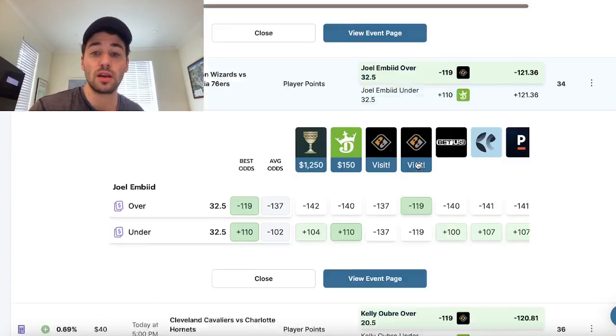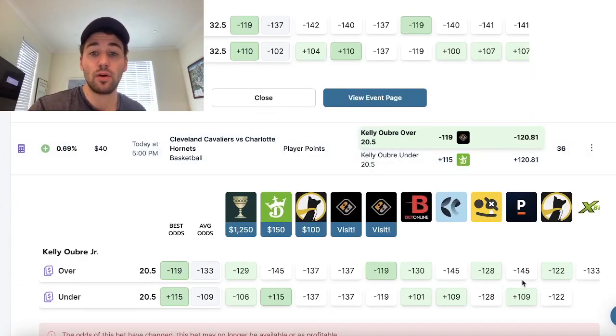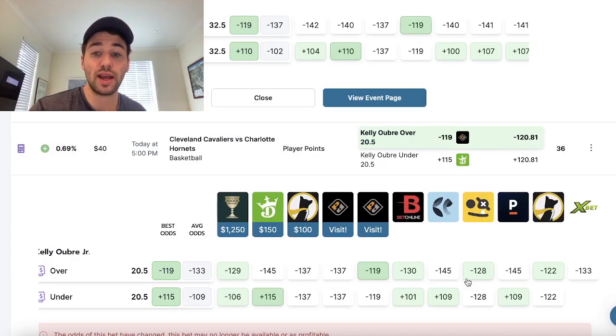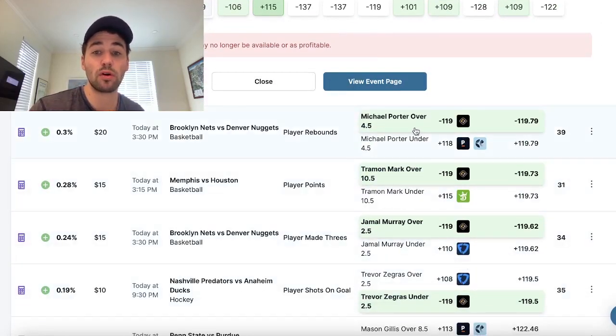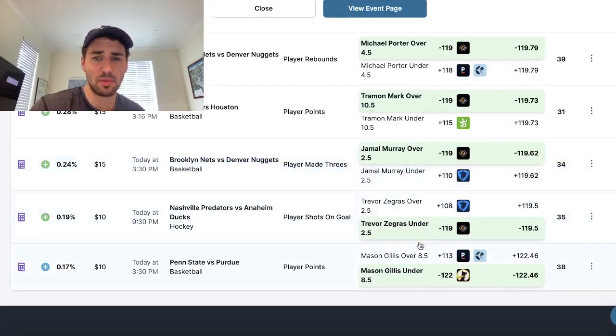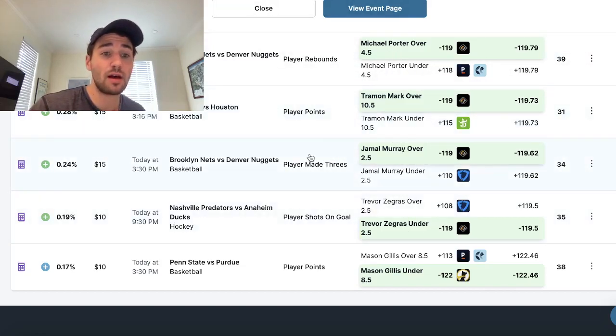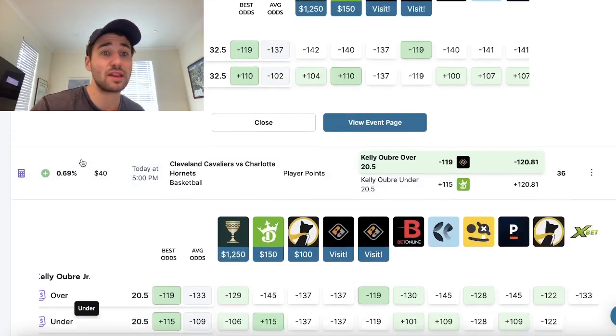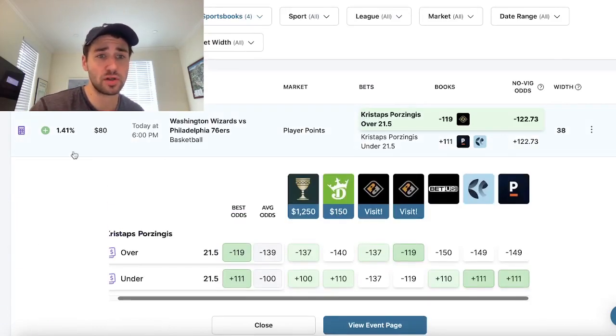So 1, 2, 3. We have Oubre over 20.5 points, Michael Porter over. So then you have some college basketball. So we have Porter over, Murray over, Zegras under, right? So again, that's just kind of the top plays in order of profit margin. So not everything's going to be a 1.5% profit margin.